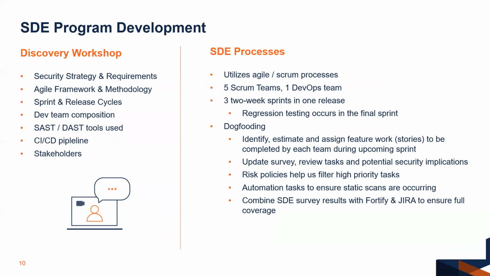So as part of the Agile pen testing program, the discovery phase took place in which the following was gathered. You see that on the left side of your screen, as mentioned previously by Leanne. So here's an overview of our processes inside SDE. We're an Agile shop with 5 Scrum teams and 1 DevOps team. Our release cycle is comprised of 3 2-week sprints. We have 3 development sprints with regression testing taking place during the final sprint.